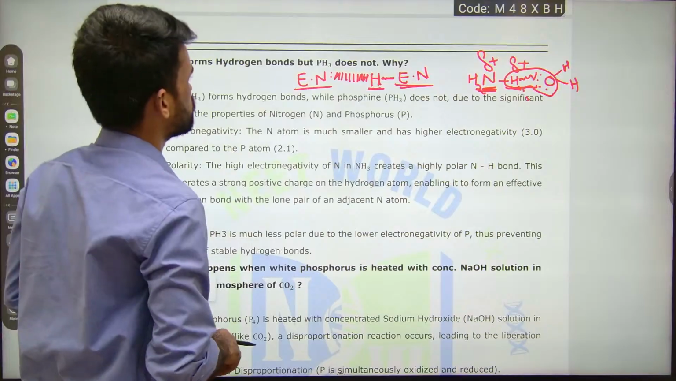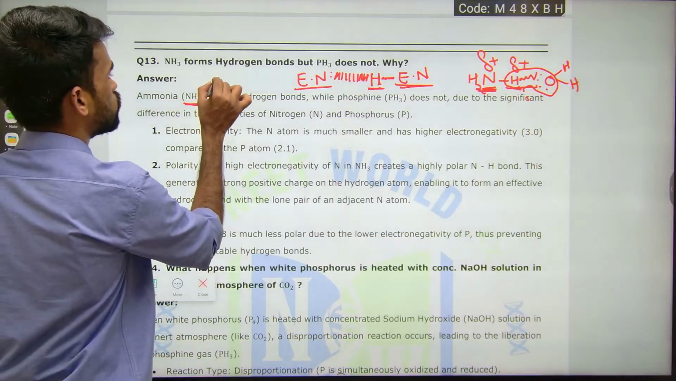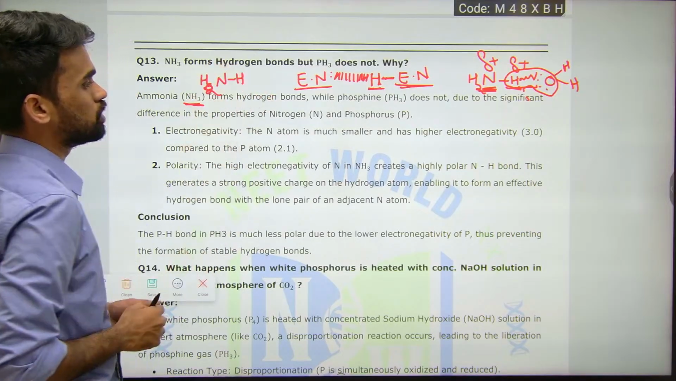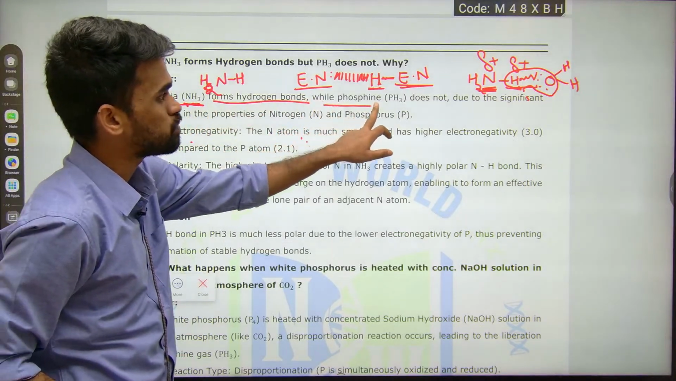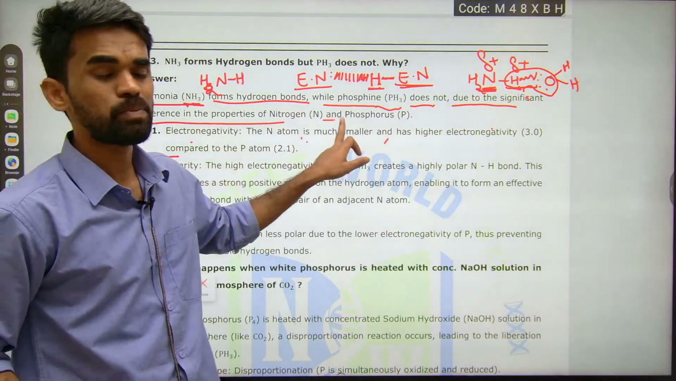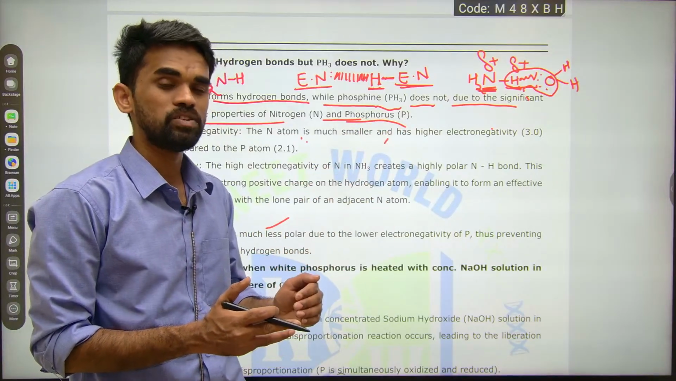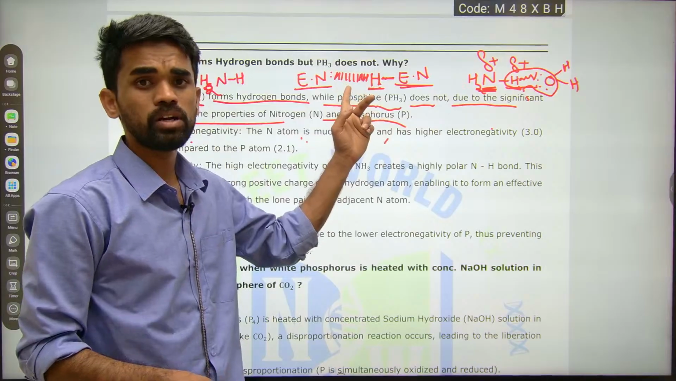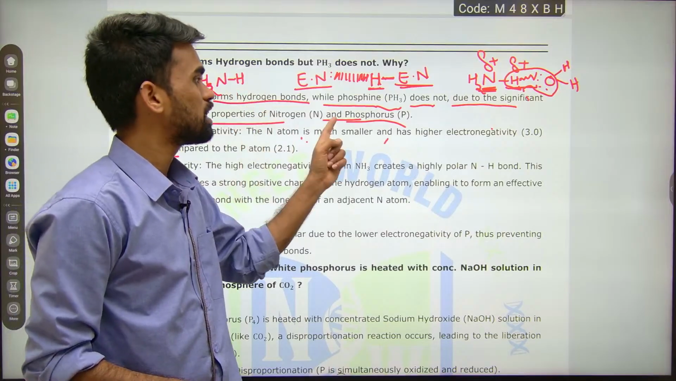So this kind of hydrogen bonding is possible in ammonia. Why is it possible in ammonia? Because nitrogen is smaller in size and has more electronegativity. So ammonia forms hydrogen bonds, while phosphine PH3 does not, due to a significant difference in the properties of nitrogen and phosphorus. Phosphorus has a larger size and its electronegativity is also very low. Therefore, due to the low electronegativity of phosphorus, it cannot polarize the bond as effectively as nitrogen does in ammonia. Therefore, it cannot make hydrogen bonds.